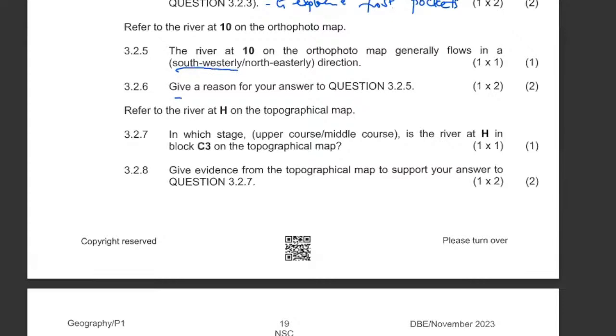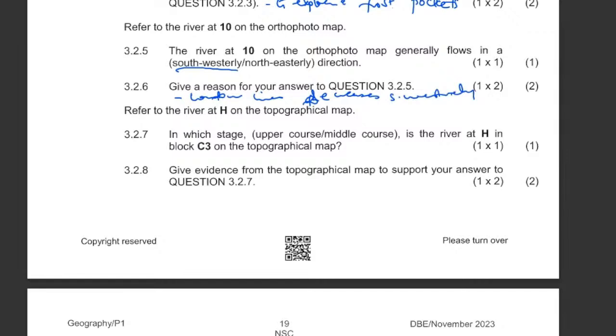Give a reason for your answer. Contour lines decrease southwesterly, which indicates that the river also is decreasing southwesterly.